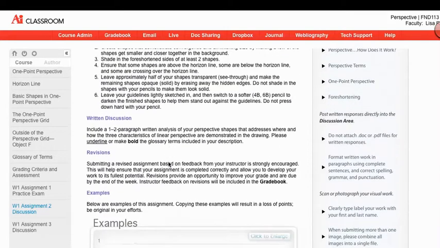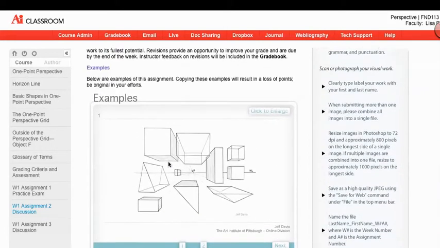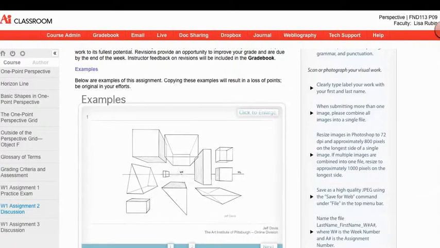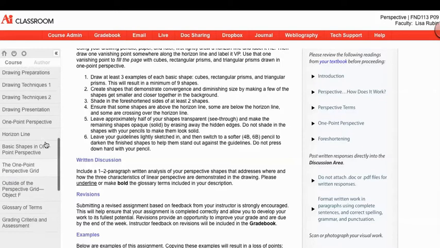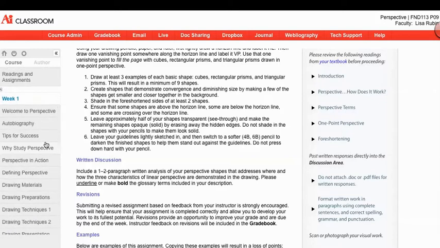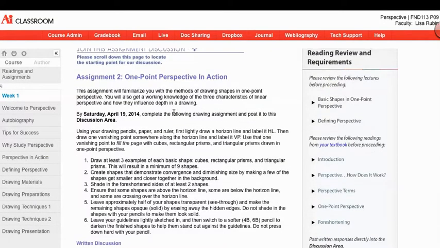Hi class. Now, if you're new to perspective, linear perspective, it can be confusing. So I just wanted to go through some of the reading and discussion before talking about this assignment.